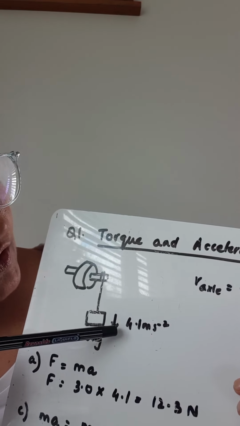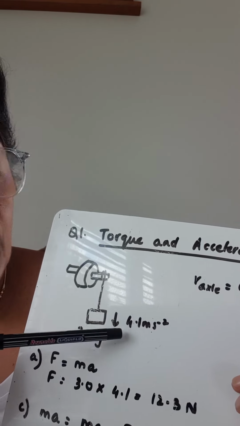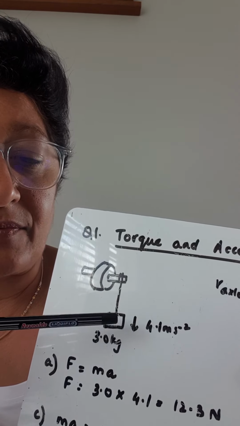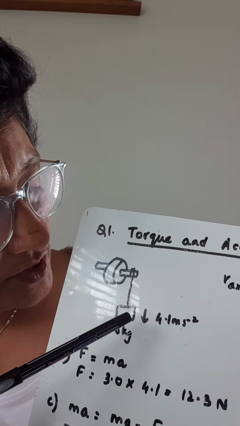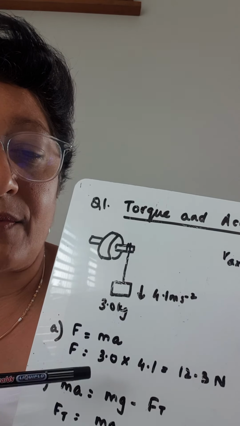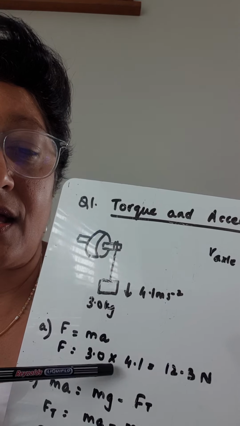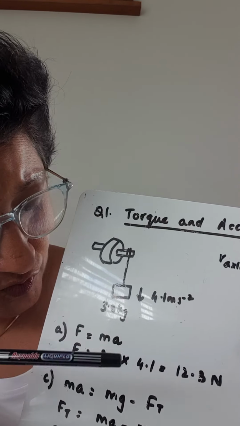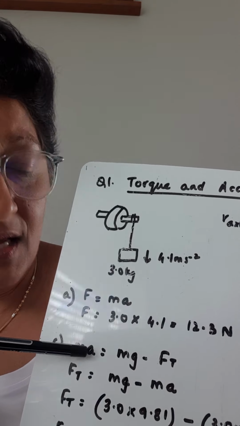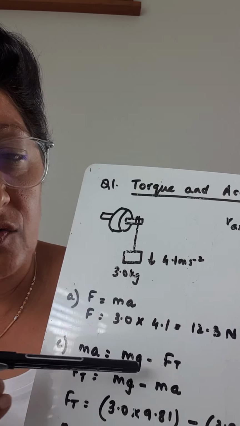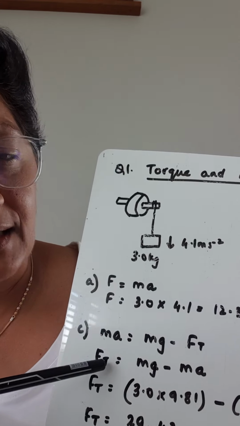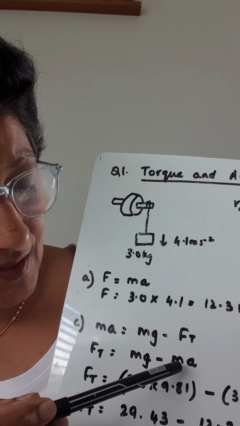So this is the acceleration, 4.1 meters per second squared. The mass itself is 3 kilograms. So in order to calculate what is the unbalanced force, we just use F equals ma. There's your m, there's your a, and you get the unbalanced force. And we also know that this unbalanced force is a difference between these two forces, gravity force and tension force. And so it's possible to get tension force by subtracting these two.